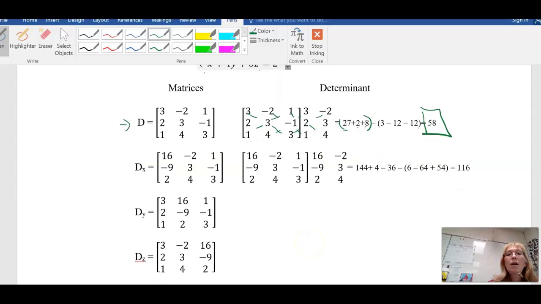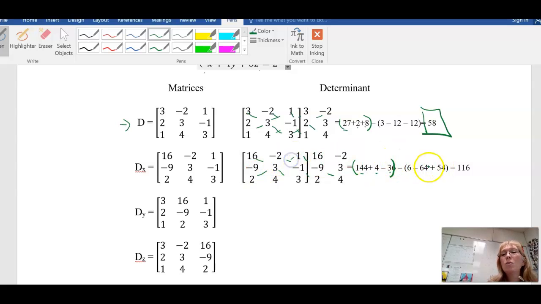Now we do the x values. Rewrite the first two columns. 6 times 3 times 3, 144. Negative 2, negative 1, 2. 4, 1, negative 9 times 4, 36. So we take the bottom diagonals minus the top diagonals.